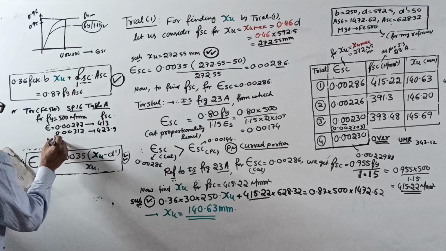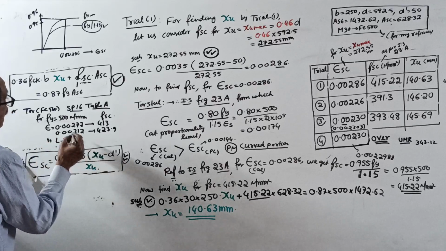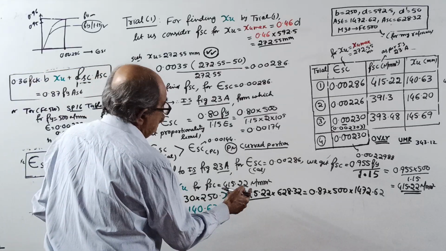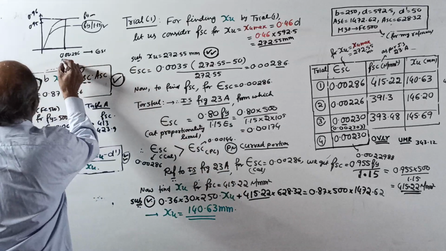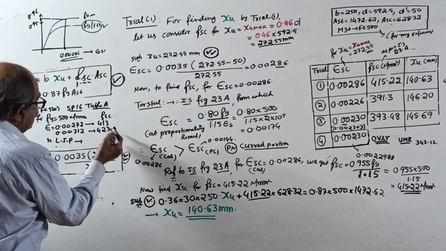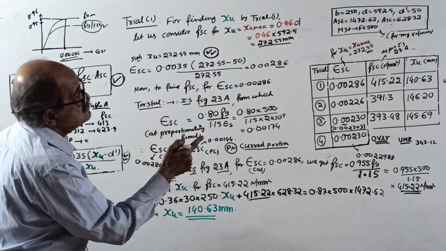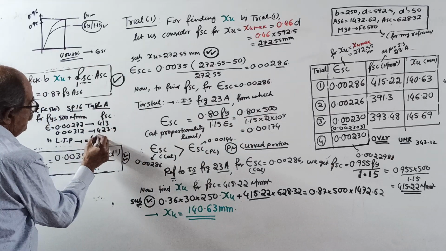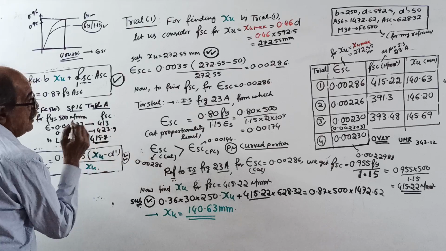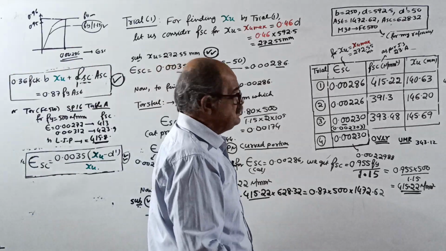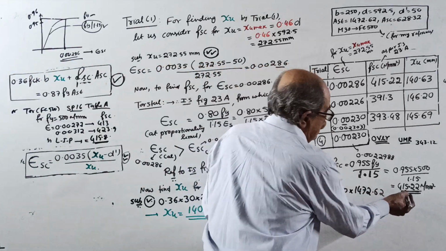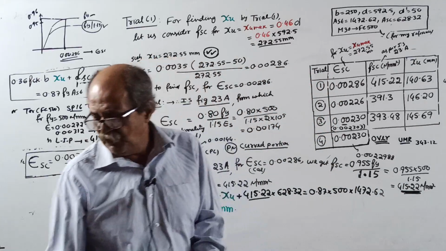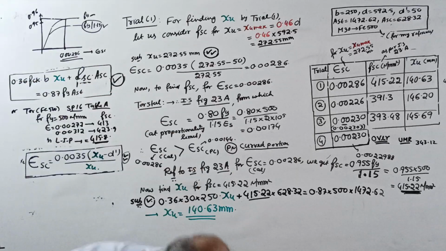Then by linear interpolation for 0.00286, you will get 415.8. This is the exact value. But since you are referring to the IS code, with slight approximation, 415.22. Now we will continue with the IS code value only, 415.22. This also I remove now.